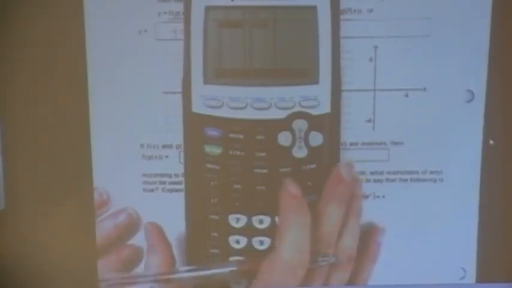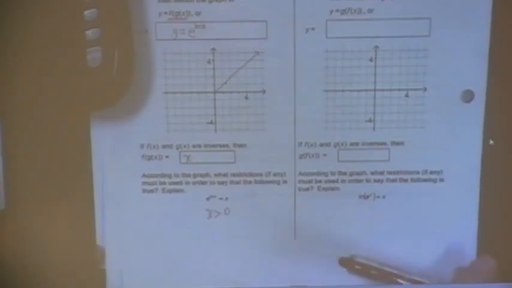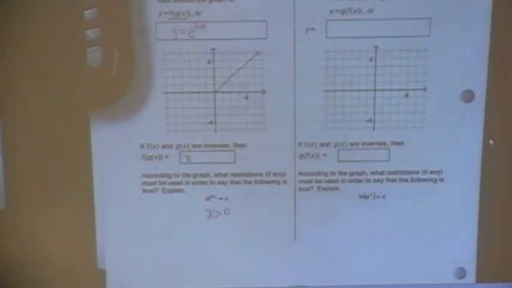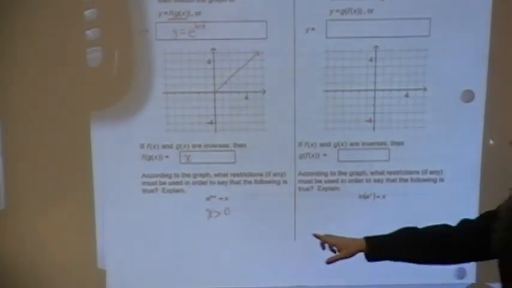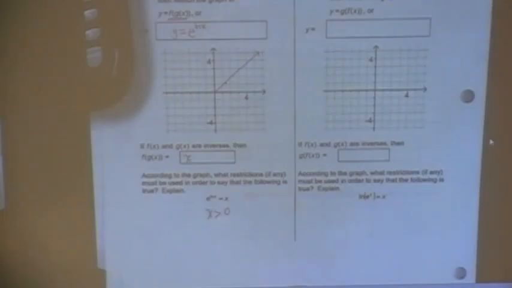just the positives. And even if I go look at my table, set my table back to where it was on. If you go look at the table, you'll notice zero is not included. It doesn't touch zero. It starts right after zero. So it asks down here at the bottom, according to the graph, what restrictions must be used in order to say that it's true. In this case, x has to be greater than zero. That's because, remember what I told you guys last week when we first started logarithms? You cannot take a negative log. You can't have an argument of a logarithm that's negative. So because you can't have an argument of a log that's negative, and that's where the x is, I can't have any negative values up there.